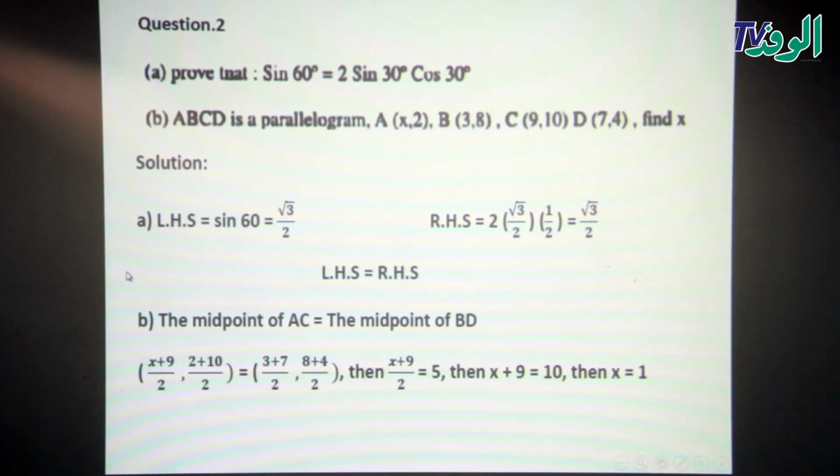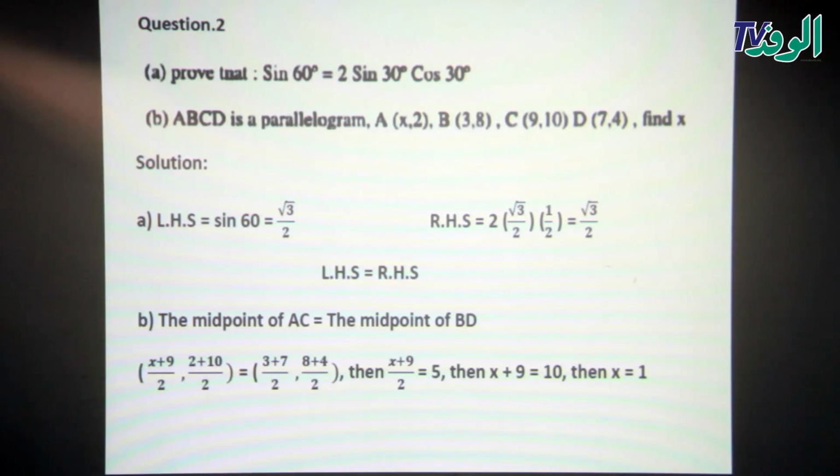Question number 2. Number A, we only prove that sin 60 equal to 2 sin 30 cosine 30. حبايبي لما يكون عندنا سؤال زي كده احسن حاجه لتنظيم الحل بتاعنا ان انا ابدا evaluate the left hand side, then evaluate the right hand side, then compare between them.